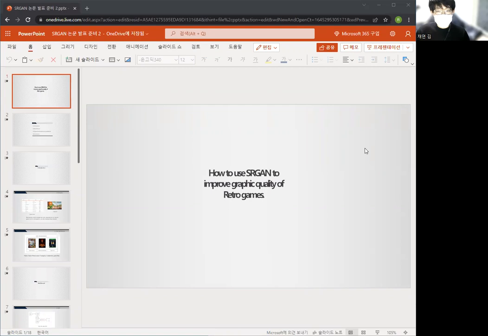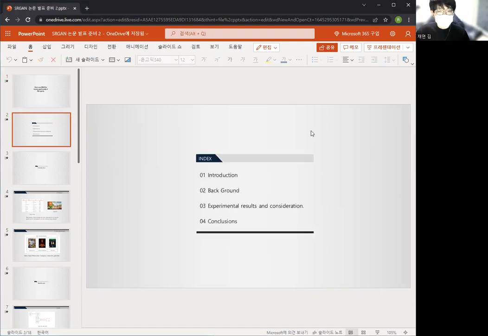From now on, we will start presenting the paper on using SRGAN in classical games. We will proceed in the order of introduction, background, experimental result, and consideration and conclusion.